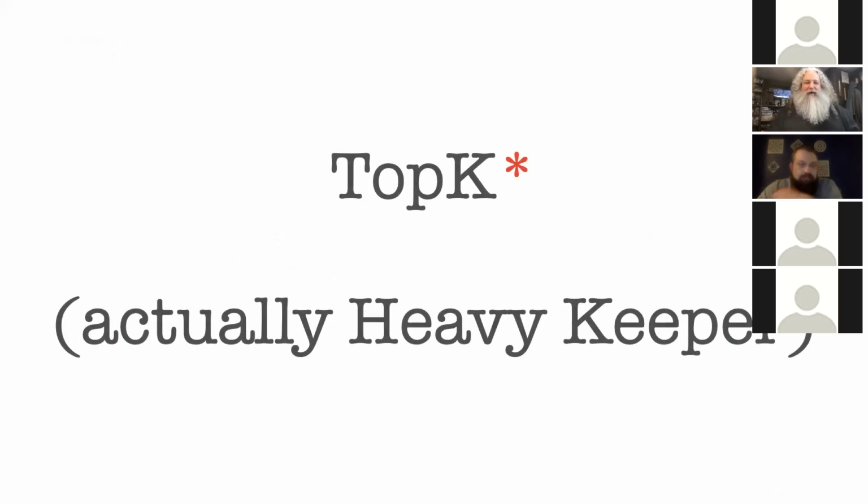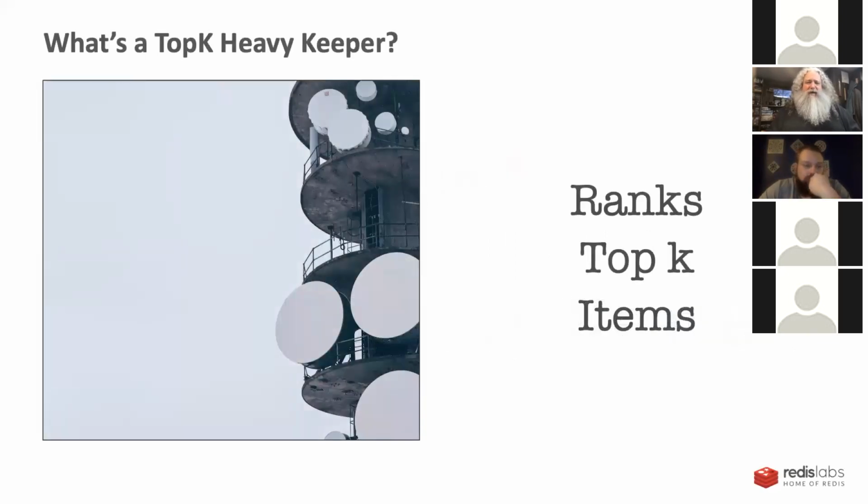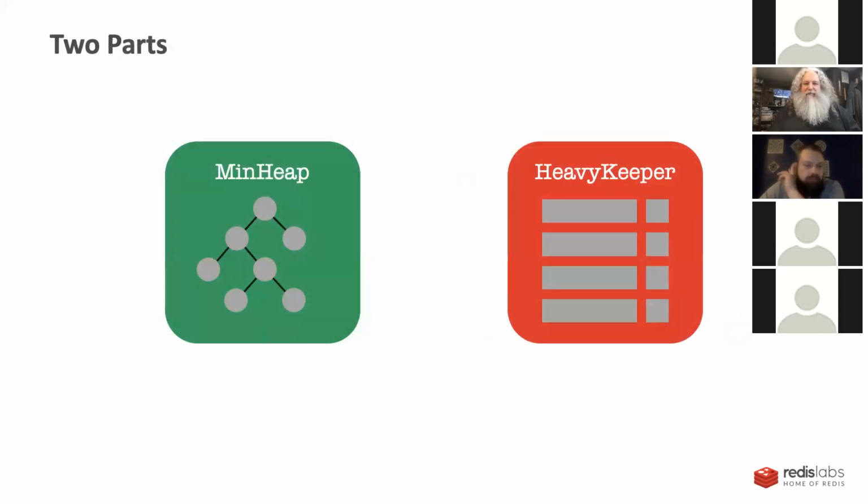And then we've got top K, which is actually heavy keeper. Top K is a problem to be solved. Heavy keeper is an algorithm that does that. What top K does is it ranks items, puts them in order, but it only keeps track of the top K items. So if you've got a bunch of data and you want to get the top 10 most commonly used words in a UFO sighting, you could use heavy keeper to do that. Specifically it uses heavy keeper and min heap. Heavy keeper is an algorithm I'm going to go into. Min heap is a heap. I'm not going to go into how heaps work.